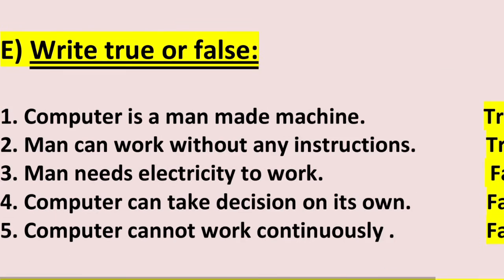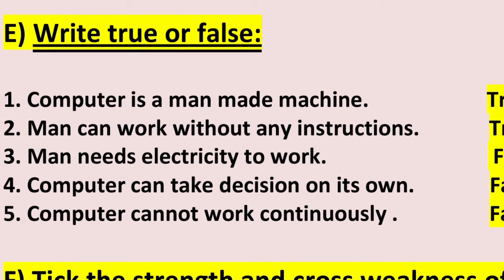Now come to the E part. True or false? If the answer is correct, you will write true. If the answer is wrong, you will write false. Computer is a man-made machine. Who has made the computer? Man has made the computer. That's why computer is a man-made machine. Write down true. Man can work without any instruction? Yes, it's true. Write down true.